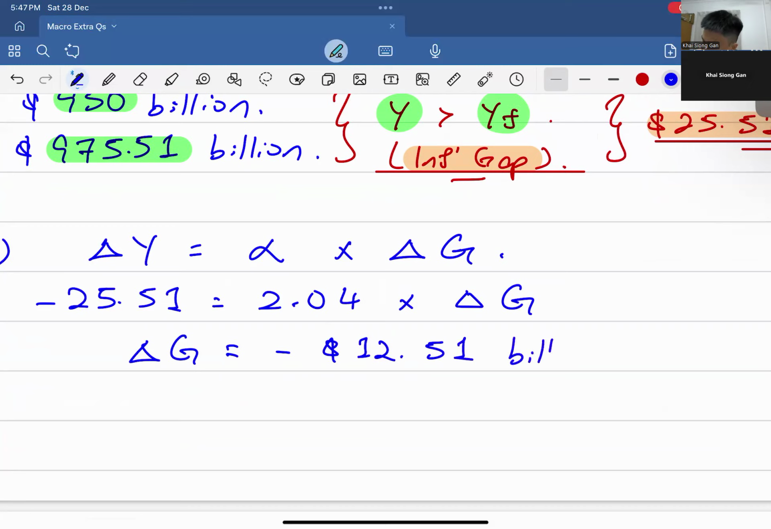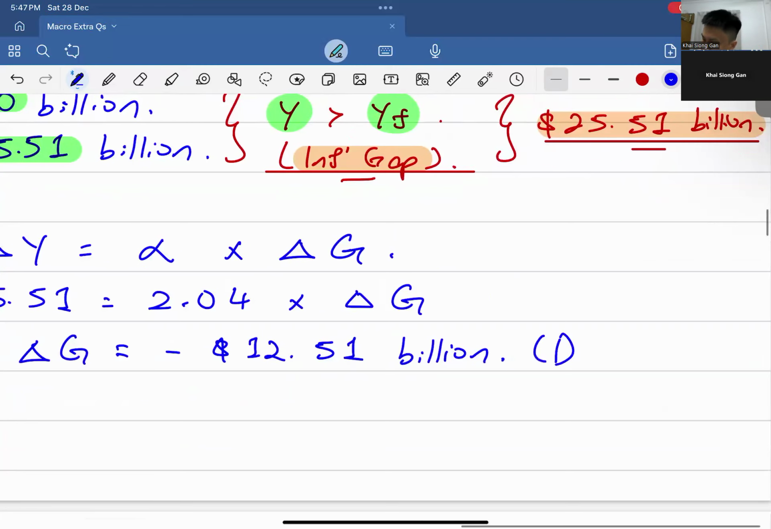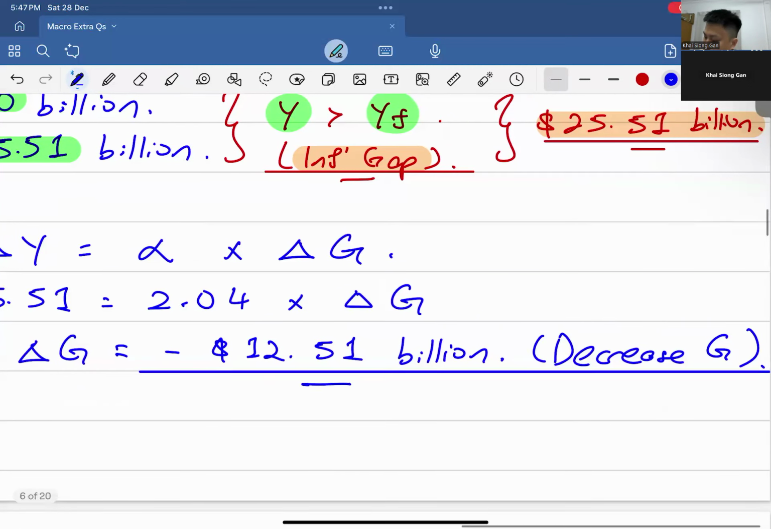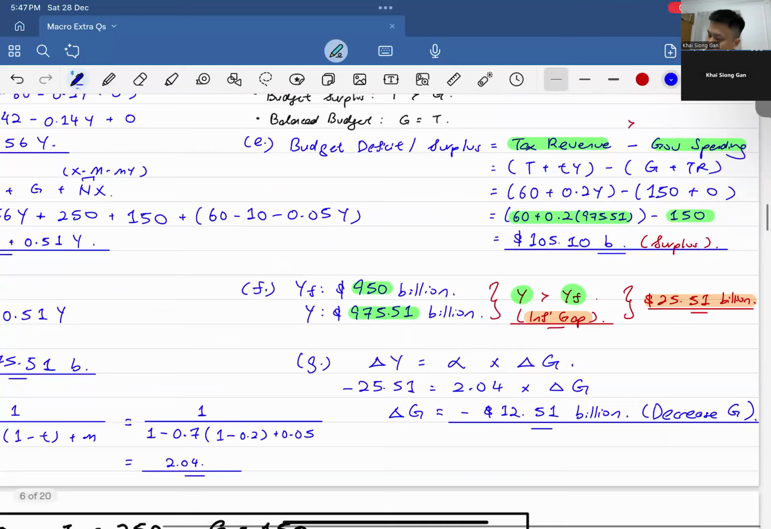12.51 billion. That means in this scenario, to reduce or to eliminate the output gap, or what we call the inflationary gap, government should decrease the spending. Okay, should decrease the government spending by how much? By 12.51 billion in order to bring the economy back to full employment. So therefore, the answer is to decrease over here.